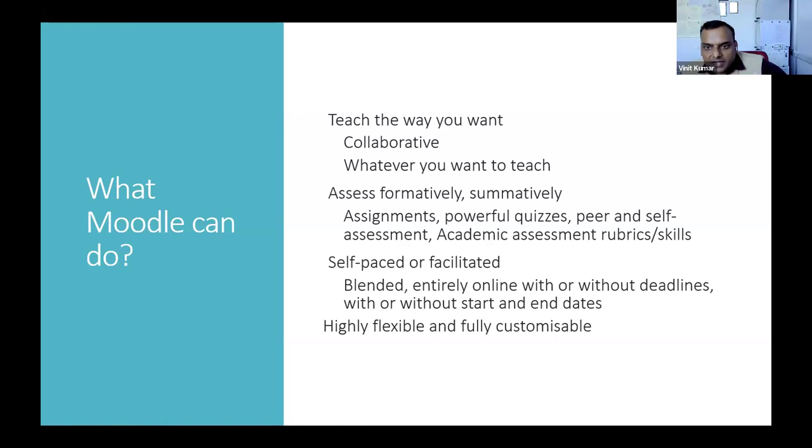You can assess formatively and summatively, meaning we can give assignments and powerful quizzes, and peer and self-assessment is also possible. Peer assessment means it provides a facility where the students themselves can check others' assignments and mark them. For grading, we can use rubrics. A lot of rubrics can be developed, meaning we can specify some skills and assess the users on the basis of those skills.